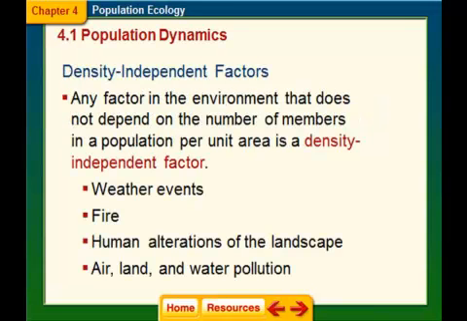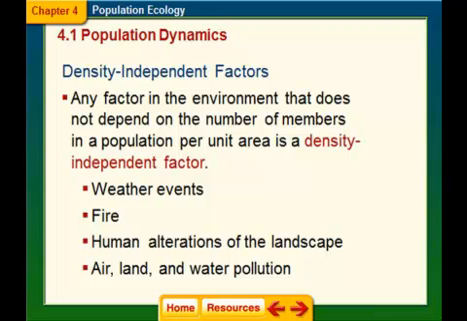Well, in this chapter, we're going to define that a little bit better, and we're going to have density dependent and density independent factors. Now, density independent factors is just what it says. It is a limiting factor that is independent, or it does not depend on the number of organisms that are already there. For example, the weather. If it's going to flood, or if there's a drought or a hurricane or a tornado, it really doesn't matter how many organisms are there. It's still going to limit their ability to survive.